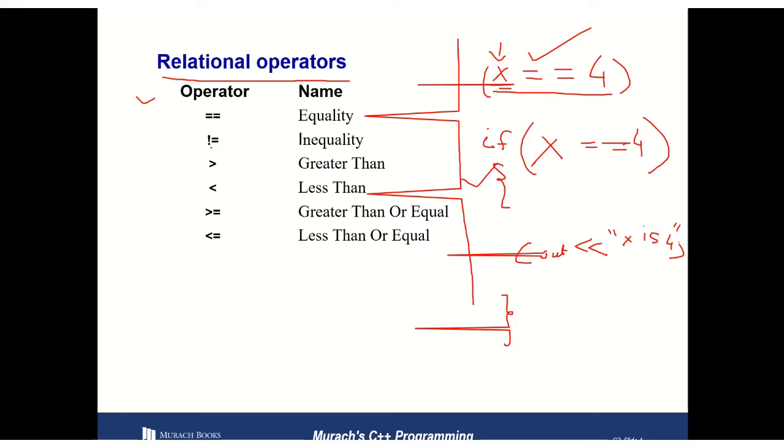Now, this particular symbol signifies inequality. This is greater than, same as in your mathematics. This is less than, this is greater than or equal to, this is less than or equal to. So these are the most useful relational operators.